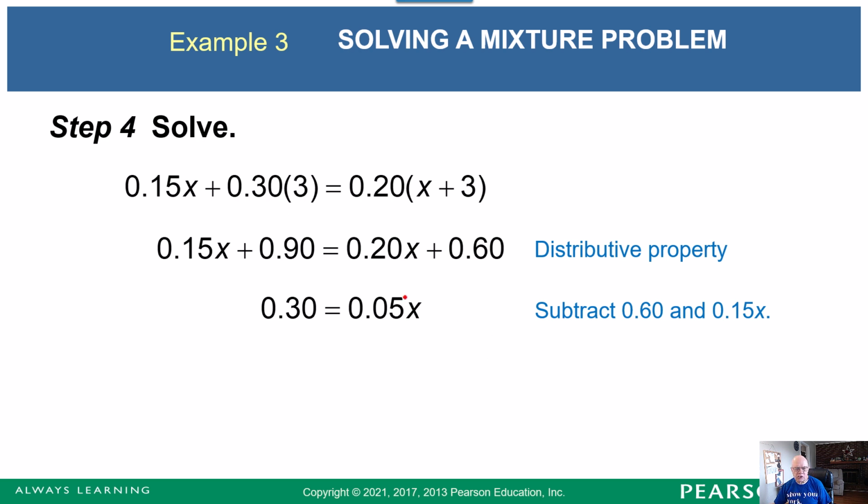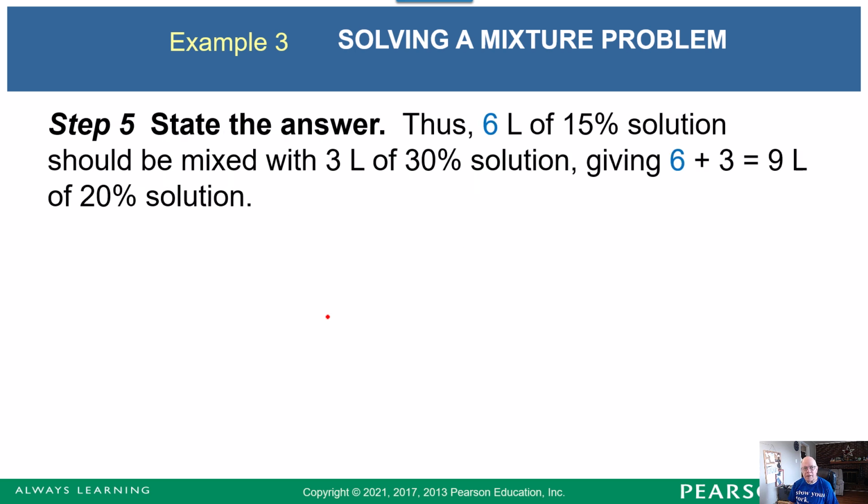Notice that the coefficient of X, our variable, is 0.05. So you're going to divide both sides by 0.05. And there's your answer, x equals 6. What does x mean? It's how many liters of the 15% solution. So we're ready to state our answer. 6 liters of the 15% solution mixed with 3 liters, which we already knew, of the 30% solution, and that gives us 9 liters of the 20% solution.